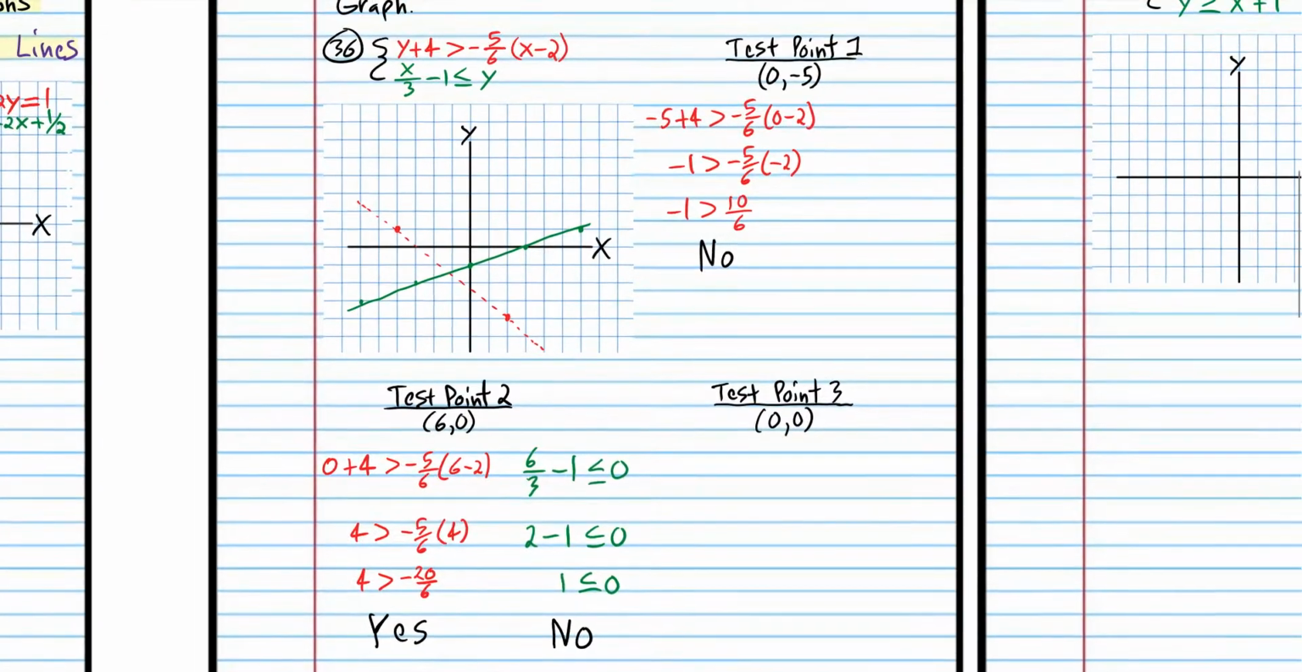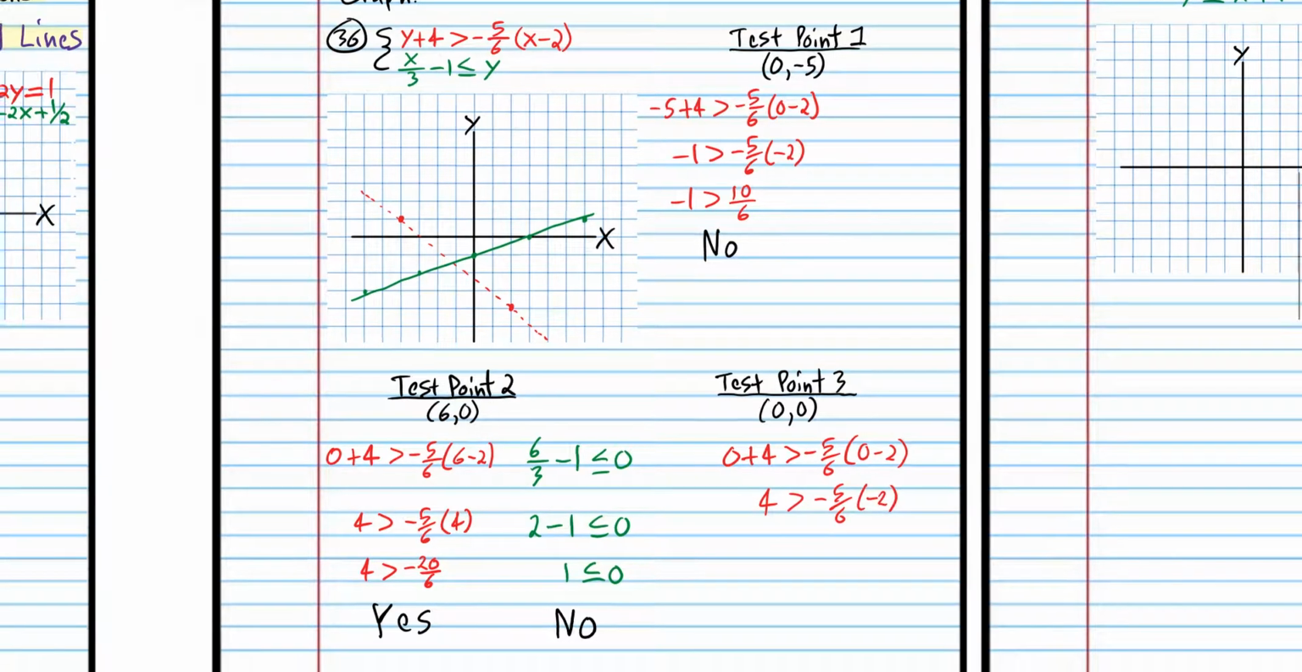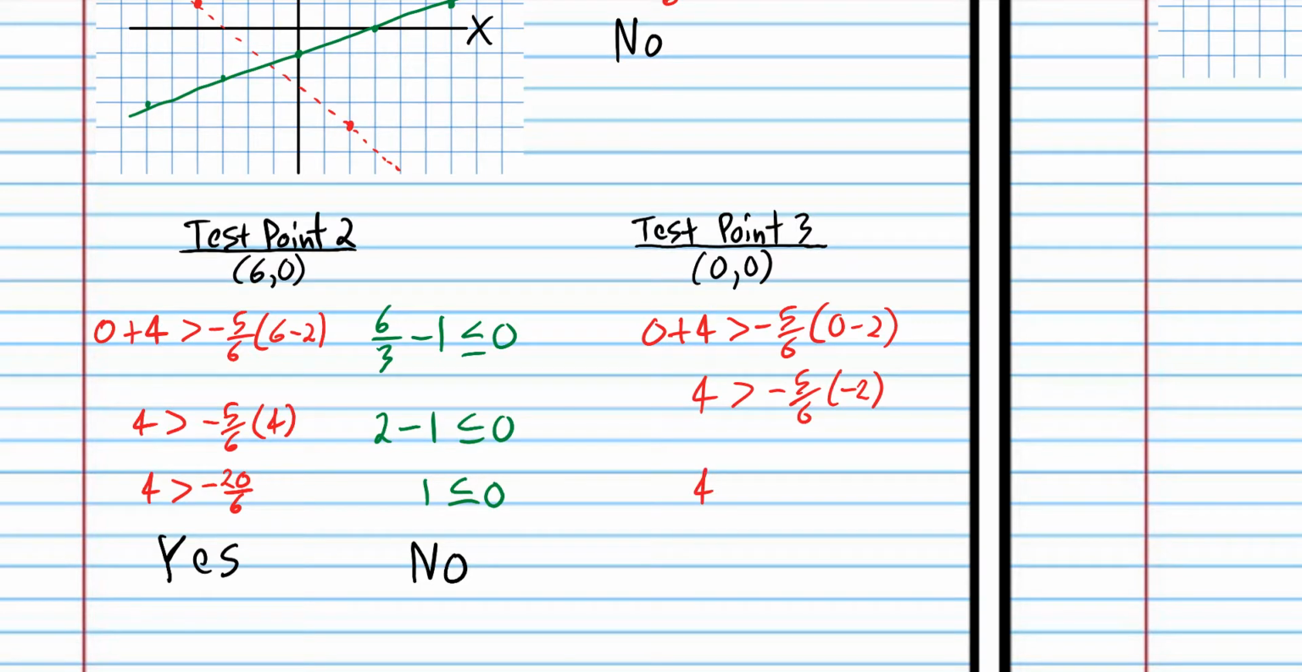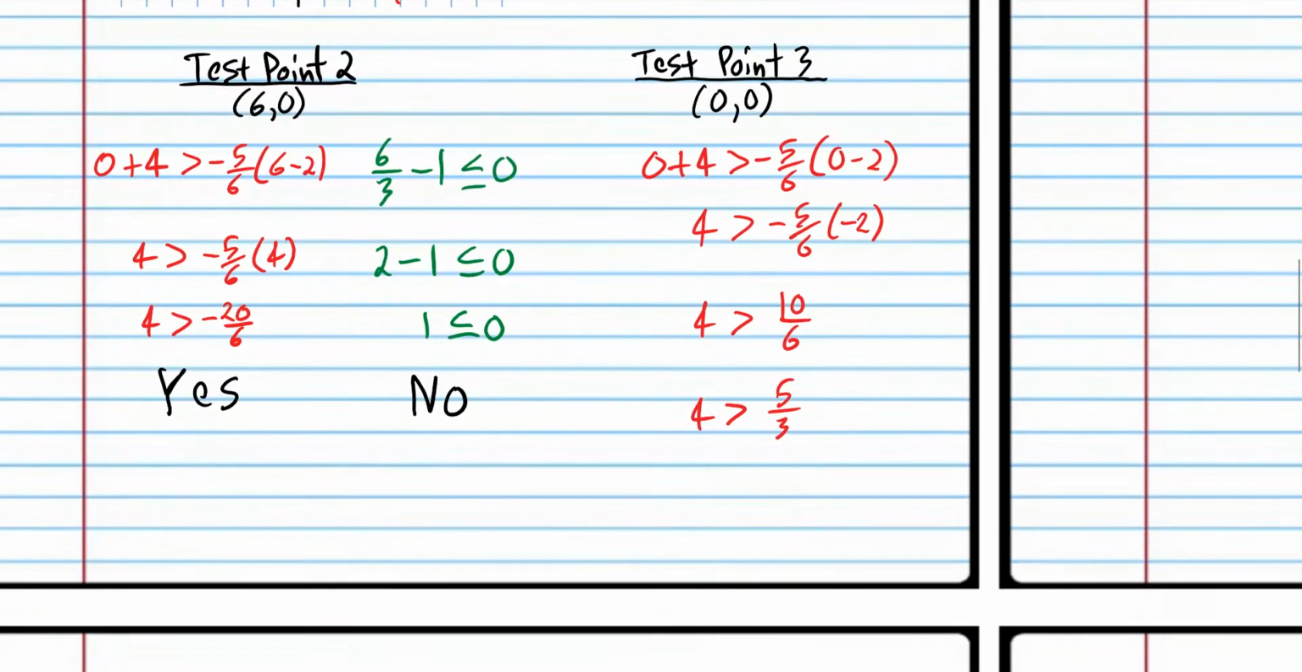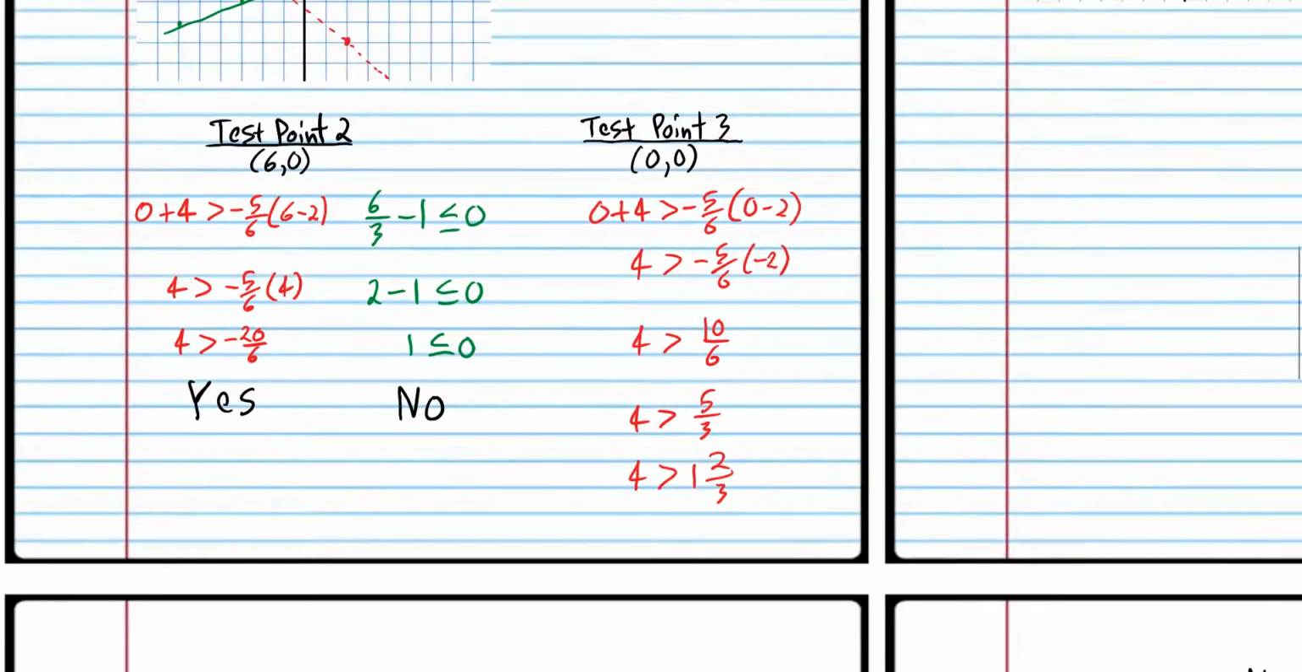So plug in 0, 0, and we get 0 plus 4 is greater than negative 5/6 times 0 minus 2. 4 is greater than negative 5/6 times negative 2. And we have 4 is greater than positive 10/6. And if we simplify a little bit here, if you change that to a mixed number, you get 1 2/3. And we can see that 4 is definitely greater than 1 2/3.